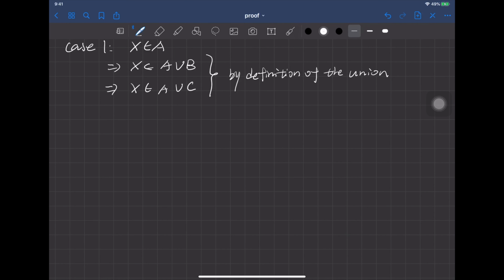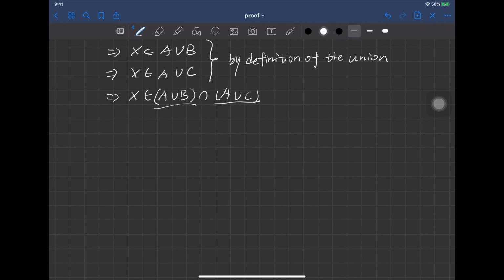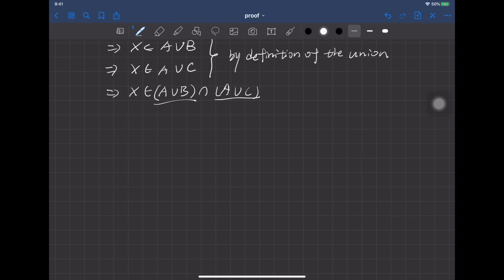Now, if X is an element of A union B and also an element of A union C, what should we get? We get that X is an element of A union B intersect A union C, because X is in this set and also in this set, so X is in both sets. This is by the definition of intersection.